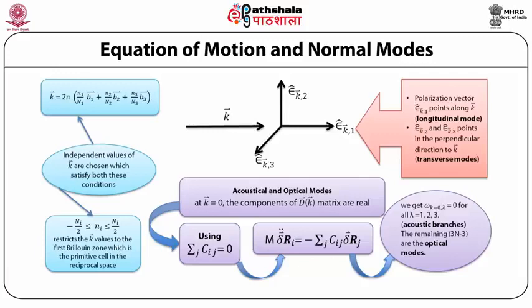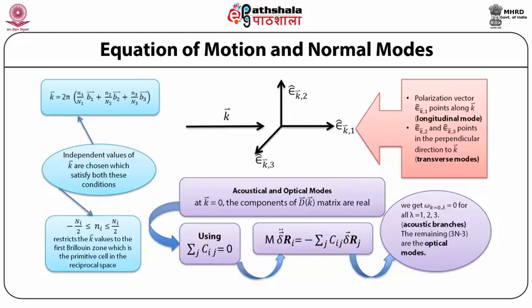Now this second condition, which k has to satisfy, restricts the k values to the first Brillouin zone, which is the primitive cell in the reciprocal lattice. So you see that you have a primitive cell in the real space and also a primitive cell in the inverse space or the reciprocal space, and in the reciprocal space it is the first Brillouin zone. Therefore in the first Brillouin zone the total number of k values is N, and there are 3 normal modes for each k value, which gives us a total of 3N normal modes.